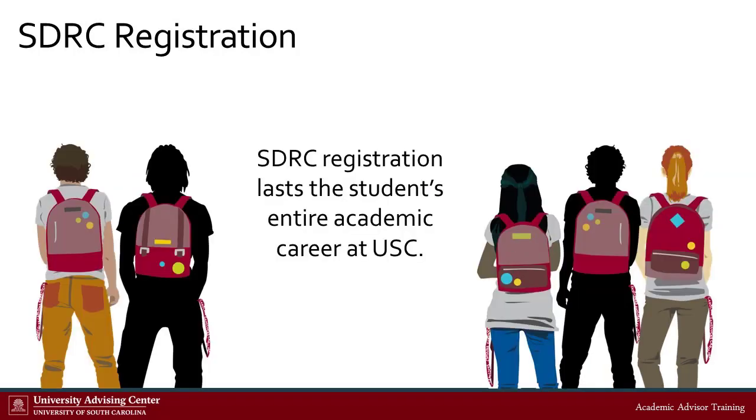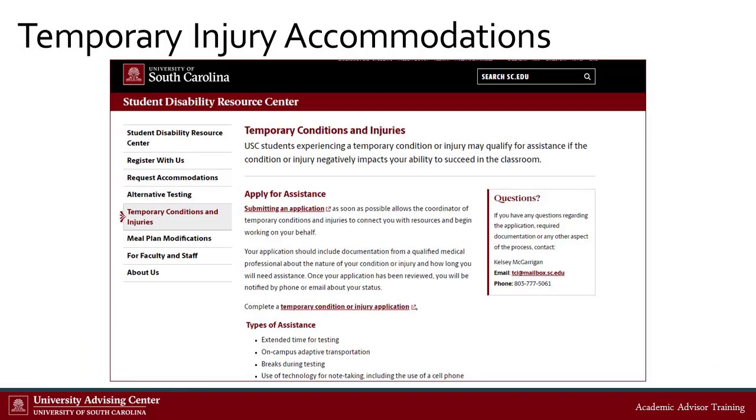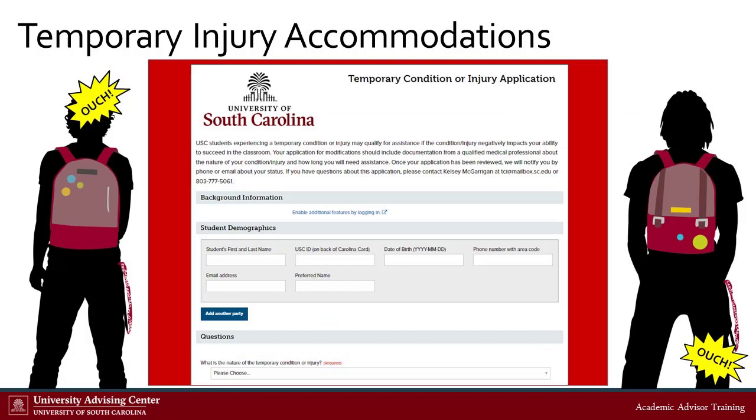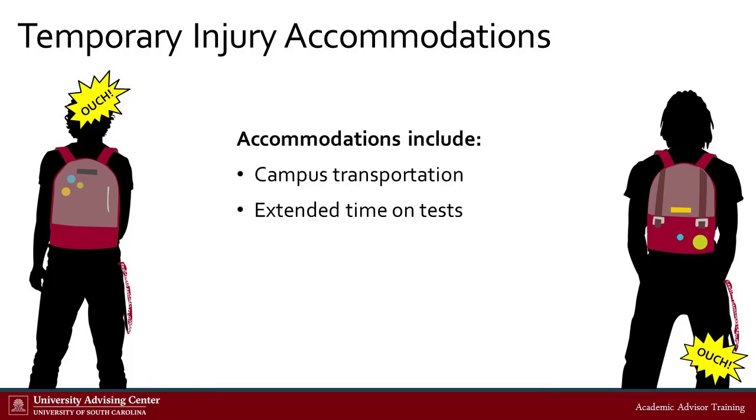Students remain registered with SDRC for the entirety of their academic career at USC, but they must request new accommodations every semester. Students who have a temporary injury may also receive assistance if the injury negatively impacts the student's ability to succeed in classes. Common temporary injuries include concussions and those that hinder mobility. Students with a temporary injury can submit the online Temporary Injury Application for Assistance form along with documentation. Assistance for temporary injuries include campus transportation, extended time on tests, audio recorders, and test proctoring.